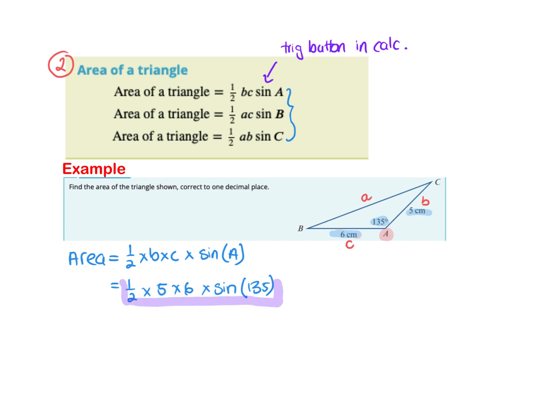So you just type that in and you'll get your answer, which I got. Now it says to 1 decimal place, so I got 10.6, and this was measured in centimeters, so centimeters squared. Okay? So if your triangle's not labeled, just label it and then pick the formula that works for you. This one was labeled, but if it's not.